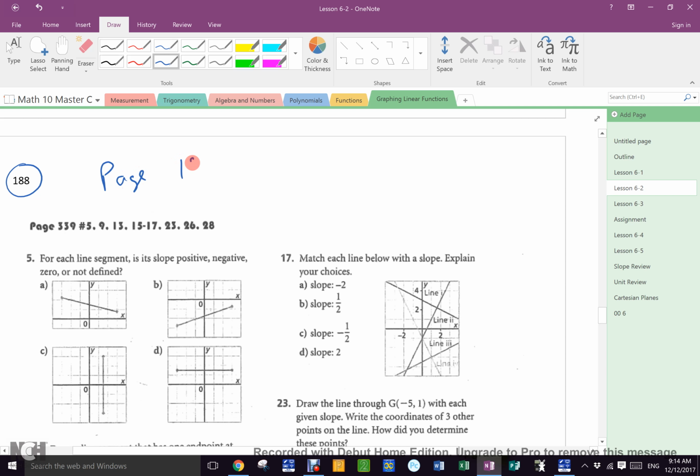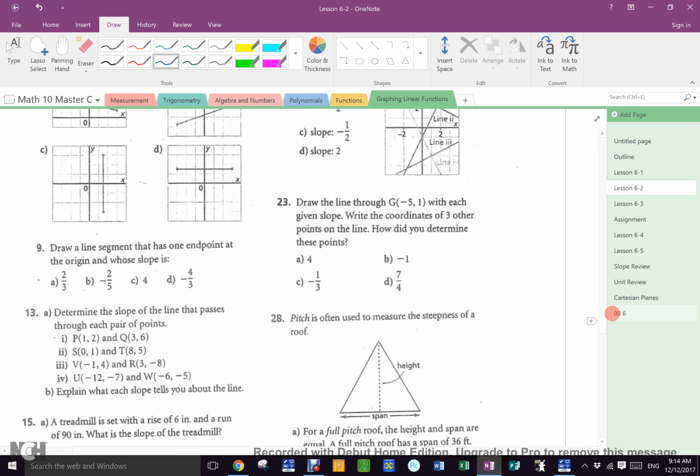Page 188. Some of the graphs on page 188 do not work very well. They didn't photocopy very well. If you can't see the line, then don't worry about it.